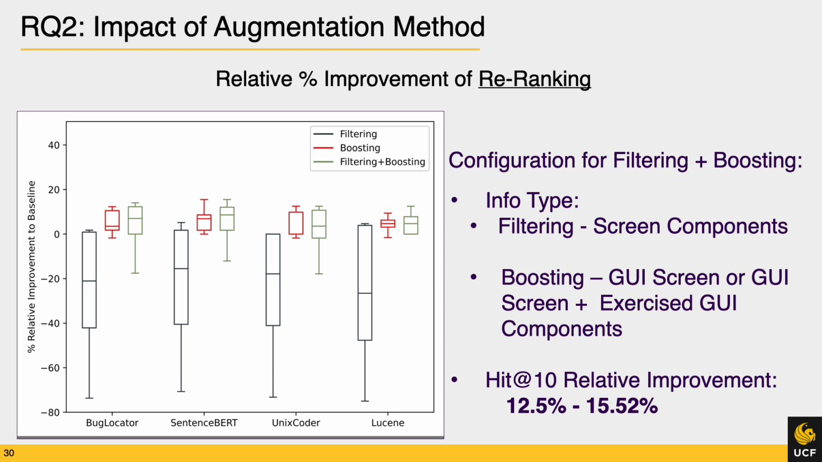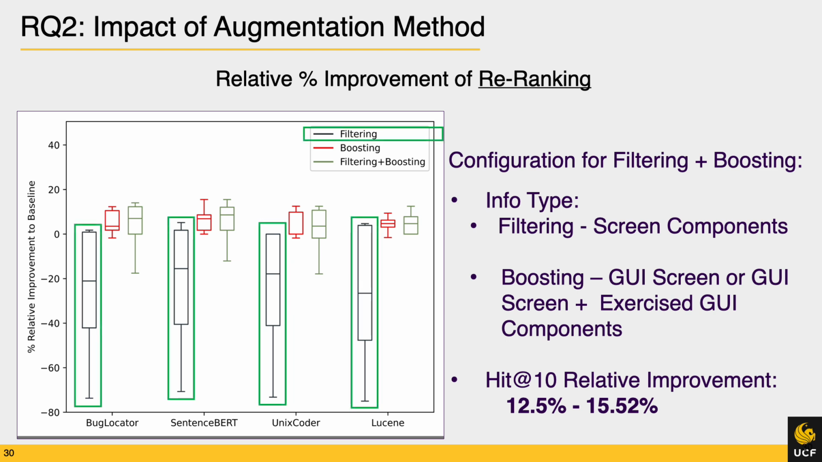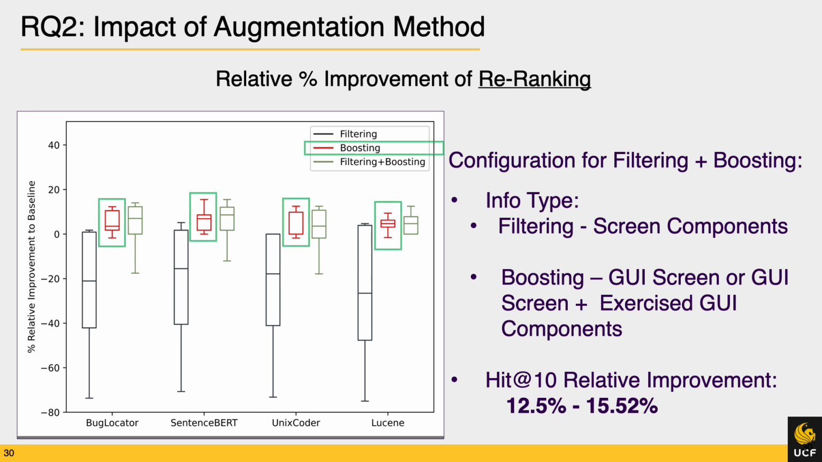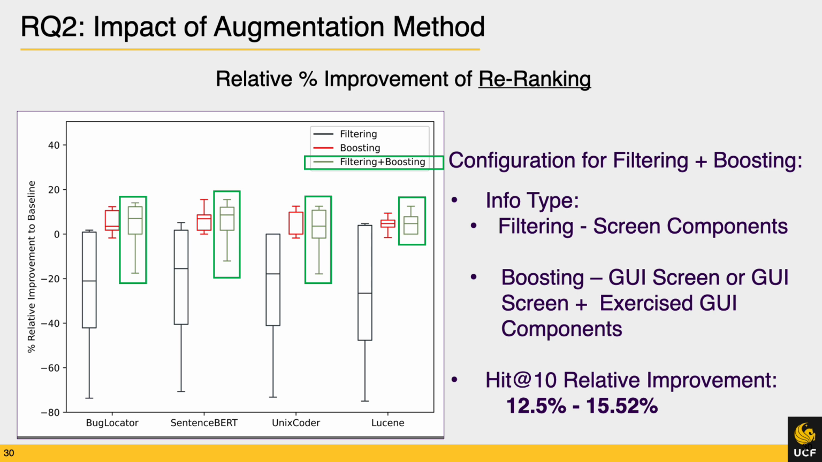Next, we analyze the performance of each re-ranking technique separately. If we apply filtering, the performance will not be good across all the techniques, but compared to filtering, boosting shows improvements. When comparing the medians, we can see that filtering plus boosting shows the highest performance across all baselines. Filtering with the screen components and boosting with GUI screens plus exercised GUI components resulted in the highest effectiveness.